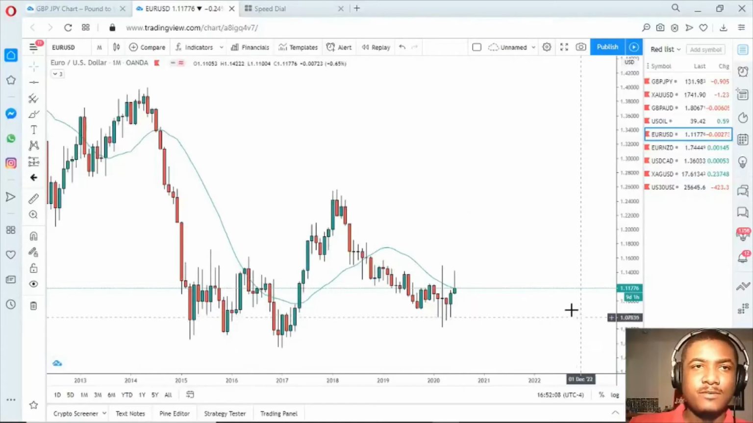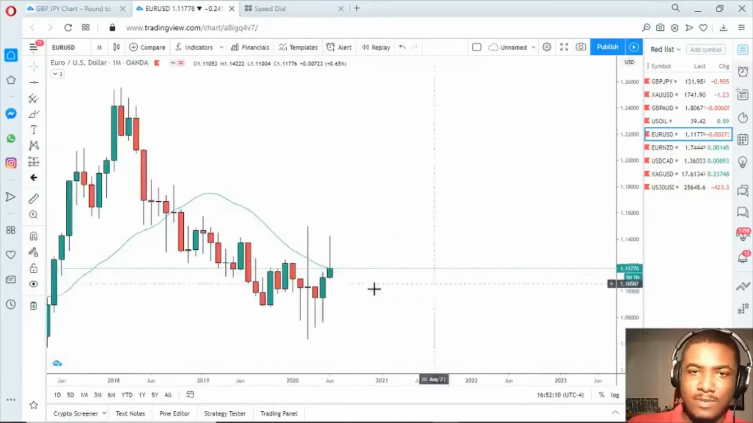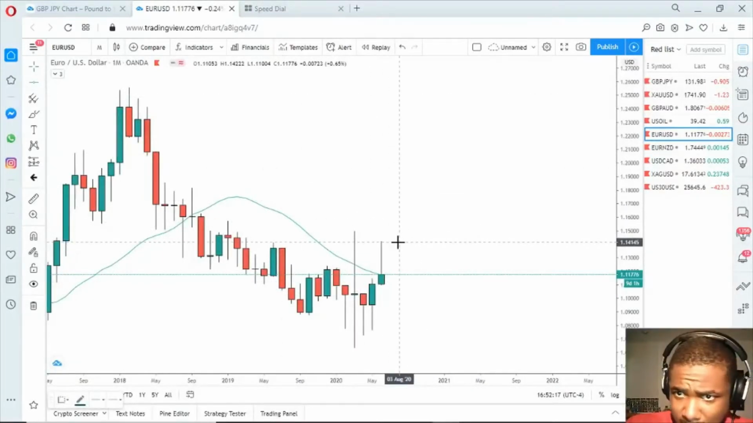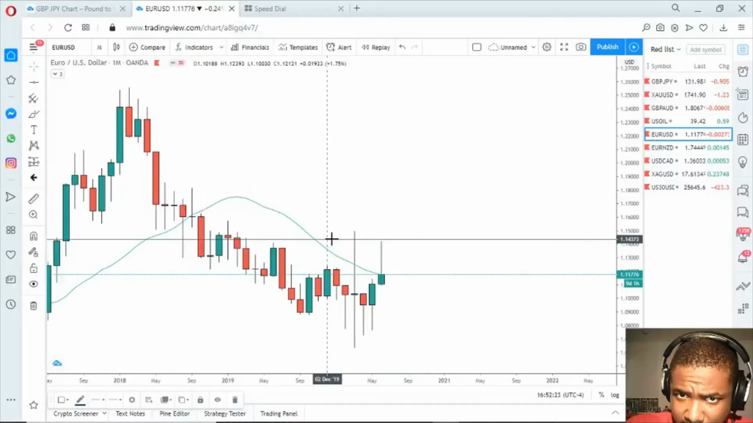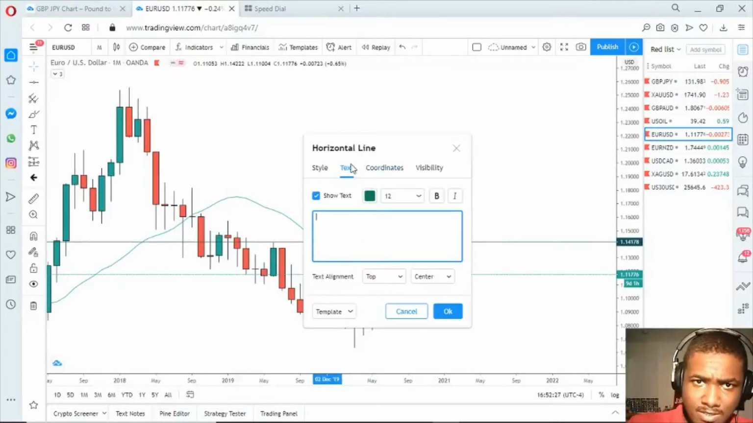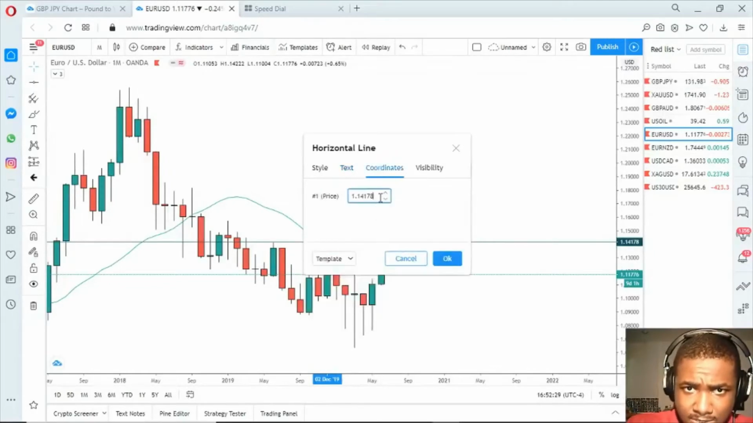This is analysis of Euro USD. We're on the monthly time frame just to get an idea of where this current monthly candle may go. We made a monthly high somewhere around 1420 maybe. Let's put that in manually with text coordinates. So we made a monthly high somewhere around 1420.